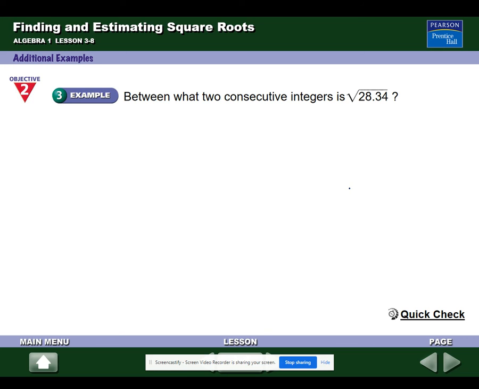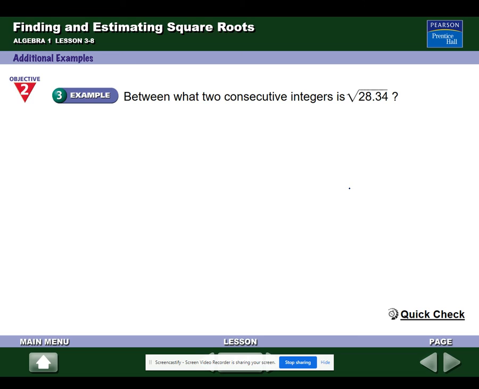Keep an eye on those as you navigate your way through the number system, through the lesson, and in particular, a problem like this. Between what two consecutive integers is the square root of 28.34? Now, don't reach for your calculator yet. See if you can think this through and find the two consecutive integers. We know what that is now from a previous lesson. Okay, pause the video if you need to, because I'm about to give you the answer.